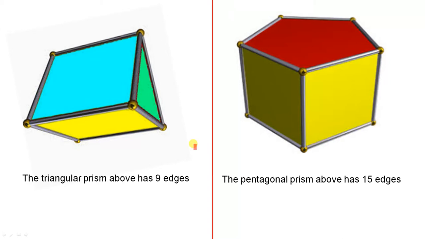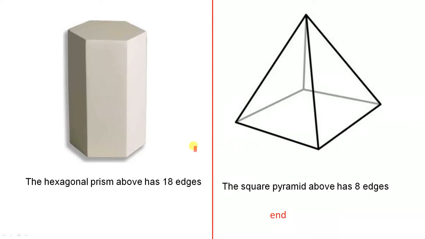The triangular prism above has 9 edges, so we've got 3 at the front, 3 at the back, and those 3 there. So altogether there are 9. The pentagonal prism has 15 edges, 5 at the top, 5 at the bottom, and 5 going vertically. The hexagonal prism above has 18 edges, 6 at the top, 6 at the bottom, and 6 going vertically.